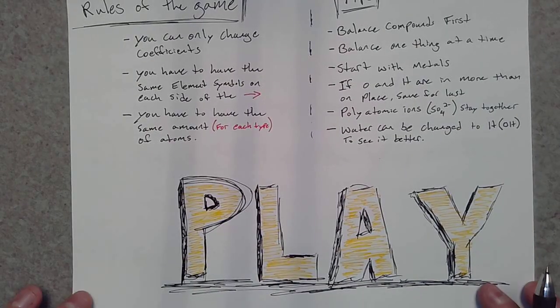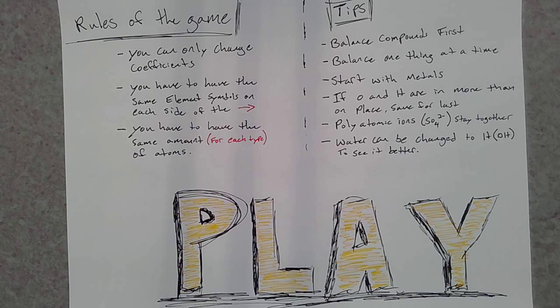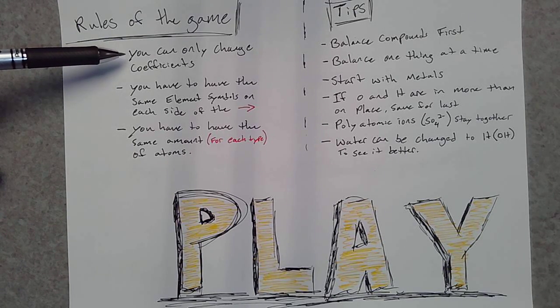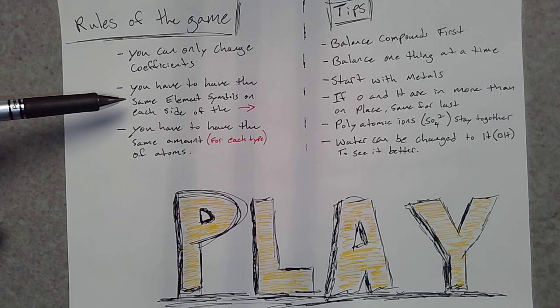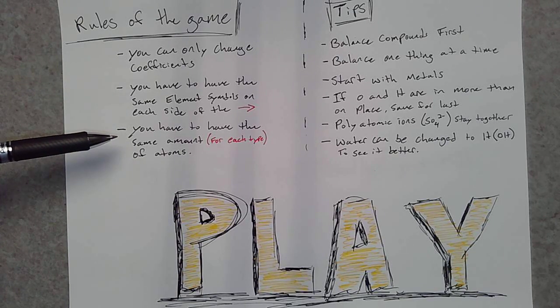So I want you to think about this like a game. I want you to think about it in terms of rules, but I want you to think of this almost like Sudoku, right? It's a puzzle. So you can change the coefficients only. You have to have the same element symbols on each side. If I have K on one side, K's got to be on the other side. And you have to have the same amount for each type of atom, right? If I have 5 potassiums, I need 5 potassiums.